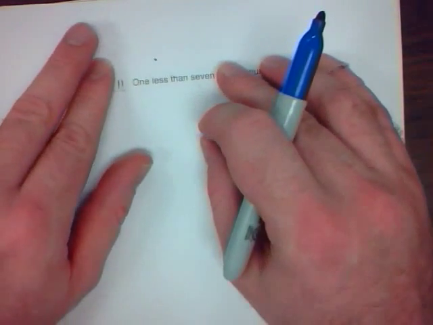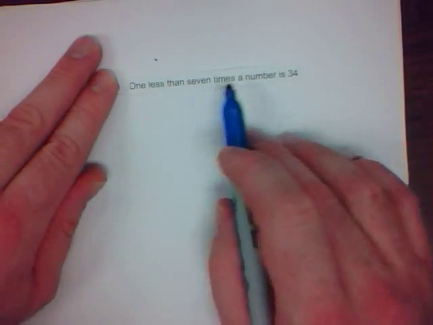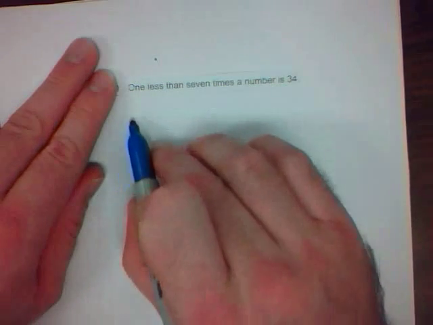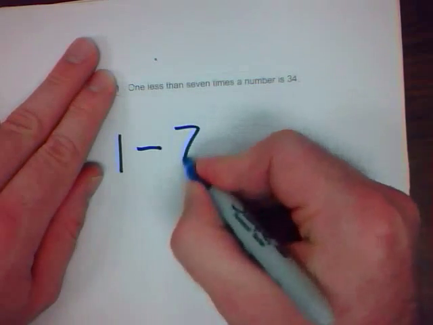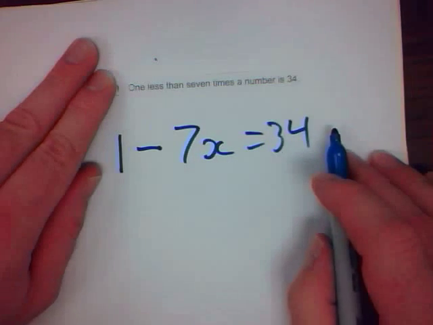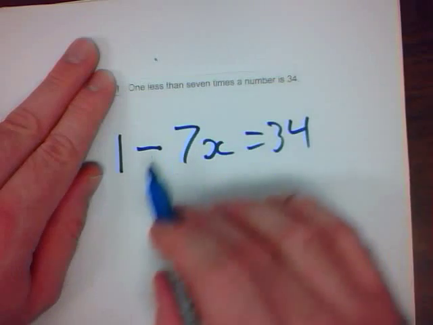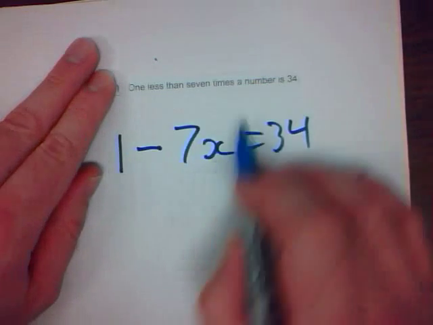Okay, moving on to one of the ones that becomes a problem most often. English is not an easy language. 1 less than 7 times a number is 34. I'm going to do it wrong first. Many students start here and just start reading all the way across. 1 less than 7 times a number is 34. This is not correct. 1 less than what? 1 taken away from this. You're not taking the 1 away. This is being taken away.